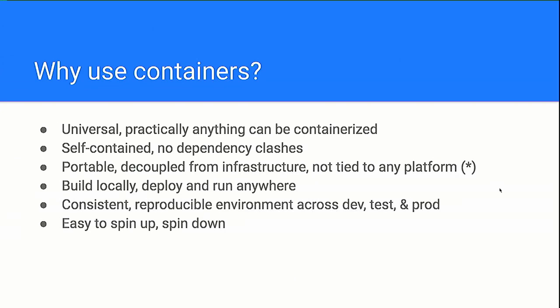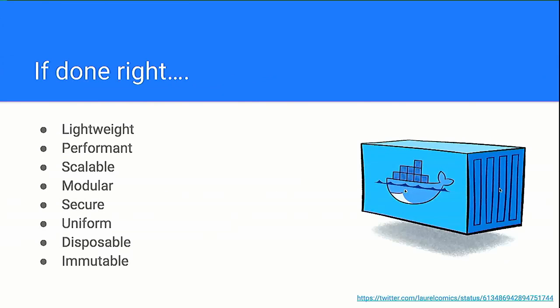And because the images are immutable, they produce consistent containers that are going to run the same, perform the same across every environment, be it dev, test, or prod. And they're also really easy to spin up and shut down when you don't need them anymore. Cool. And so if you do it right, you get lightweight, performant, scalable, modular, secure, uniform, disposable, immutable applications and containers. It's great. Fantastic. Woo!